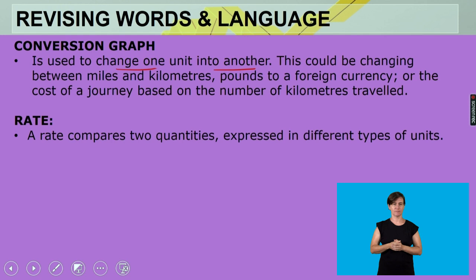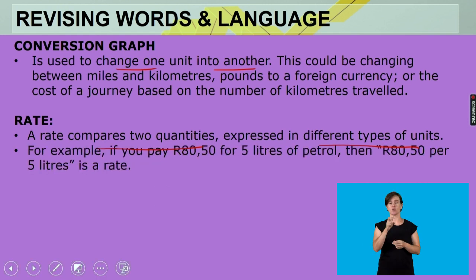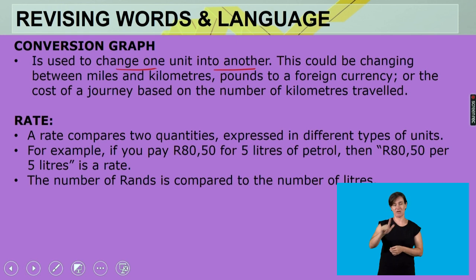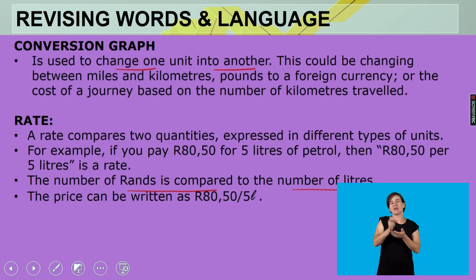And what is a rate? As I've indicated, a rate compares two quantities expressed in different types of units. For example, if you pay 80 Rand 50 for 5 liters of petrol, then we say 80 Rand 50 per 5 liters is a rate. The number of rands is compared to the number of liters, the two quantities we refer to. Then the price can be written as 80 Rand 50 per 5 liters.